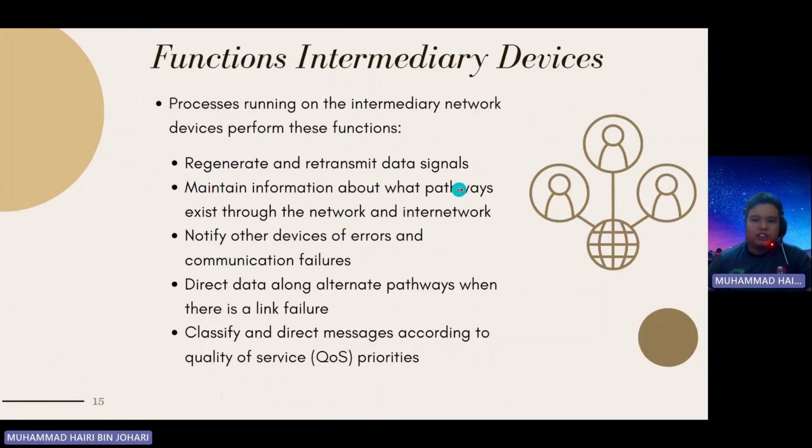Okay, so the functions of an intermediary device are to regenerate and retransmit data signals, maintain information about what pathways exist through the network and internetwork, notify other devices of errors and communication failures, direct data along alternate pathways when there is a link failure, and classify and direct messages according to quality of service (QoS) priorities.